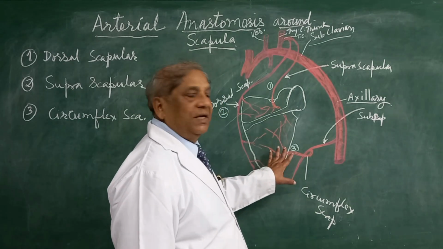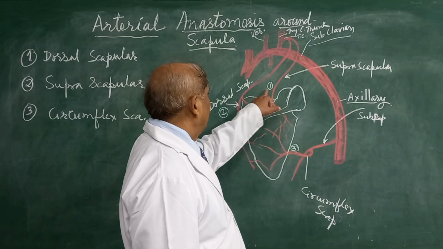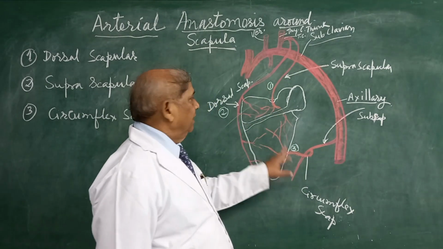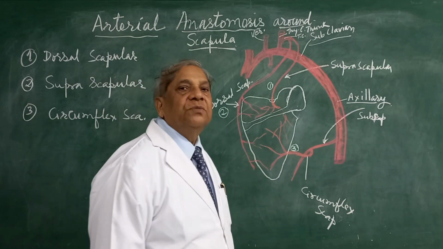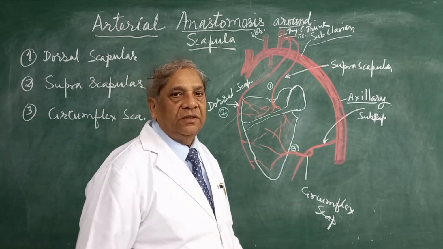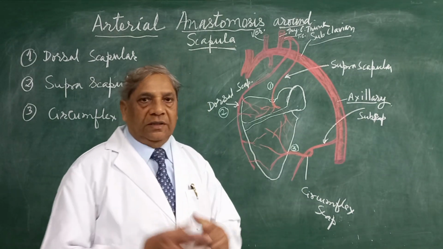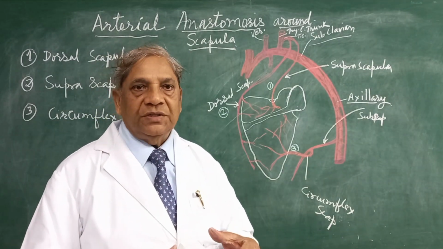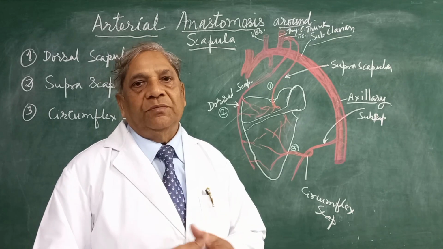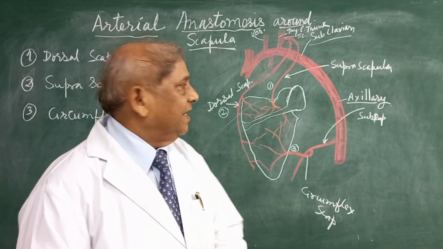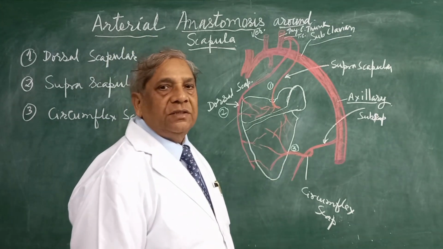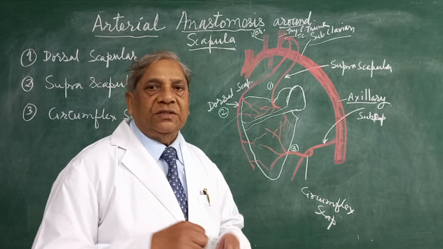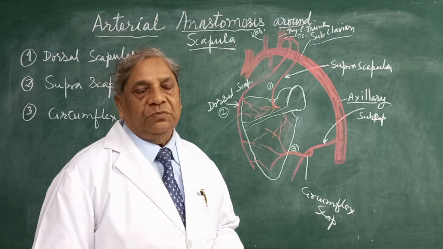And all these branches from these 3 arteries, 1, 2, and 3, form an anastomosis both on the ventral as well as the dorsal aspect. This is called an arterial anastomosis on the body of the scapula, both on the ventral as well as the dorsal aspect. Why does this arterial anastomosis take place?